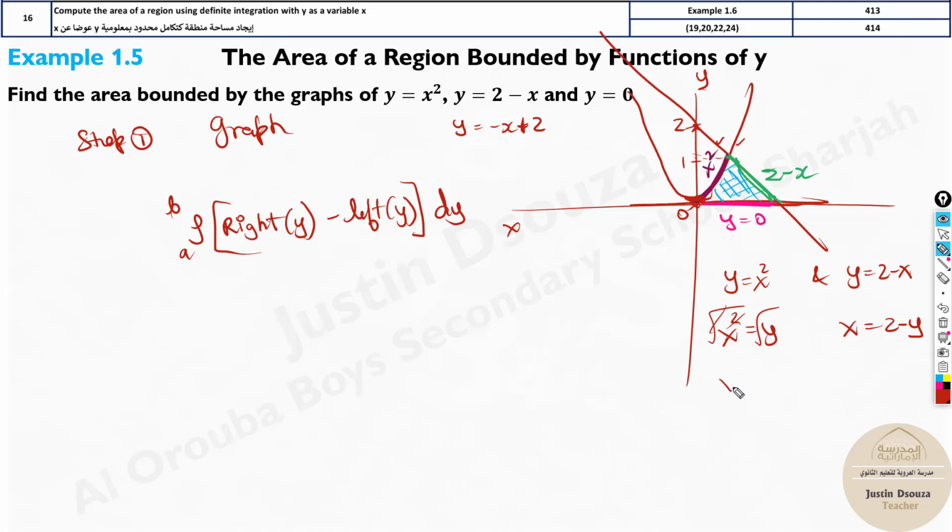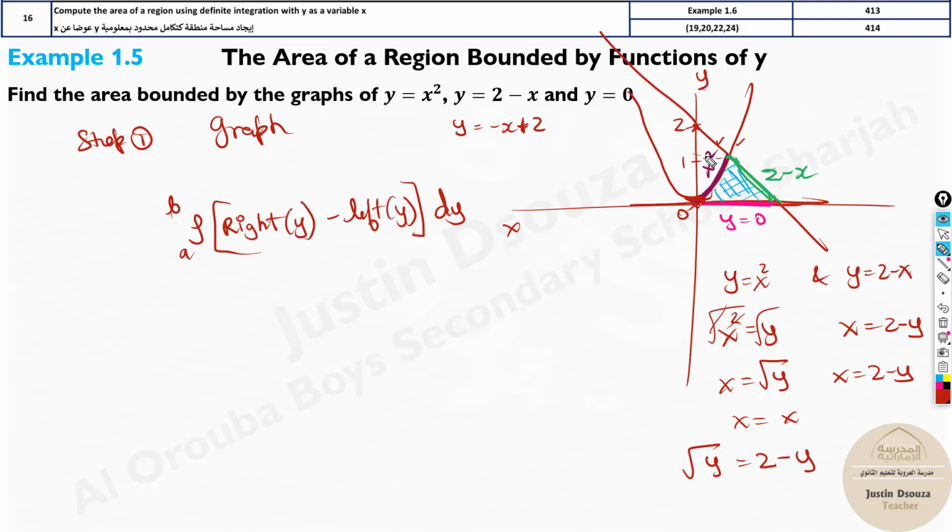So that square root cancels, x is equal to root y. And x is equal to 2 minus y. So now when I equate these both, I'm going to get the y value of it. What I need to do is equate x is equal to x, that is root y is equal to 2 minus y. Now when you solve it, you get all the y values where it intersects.